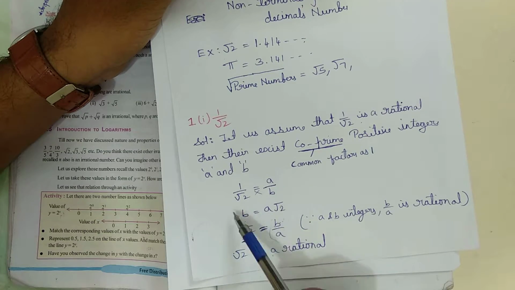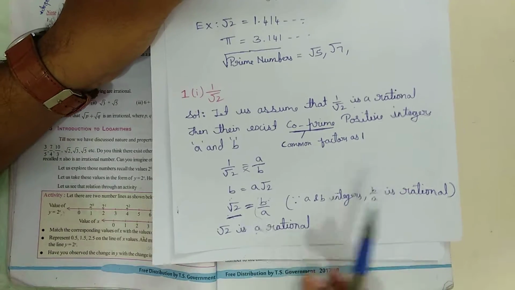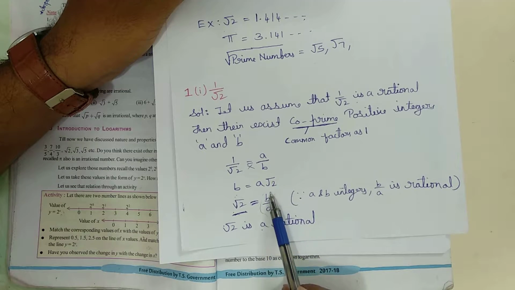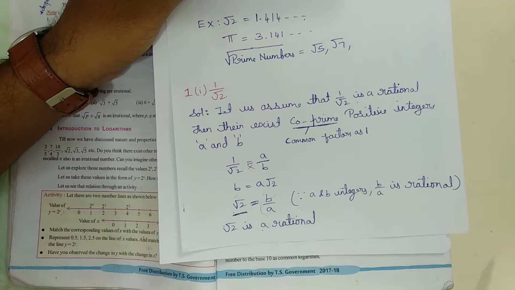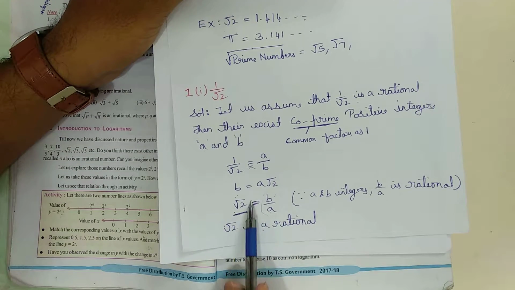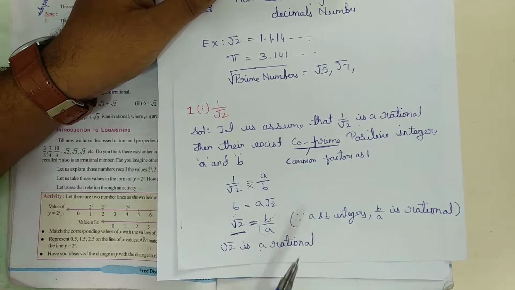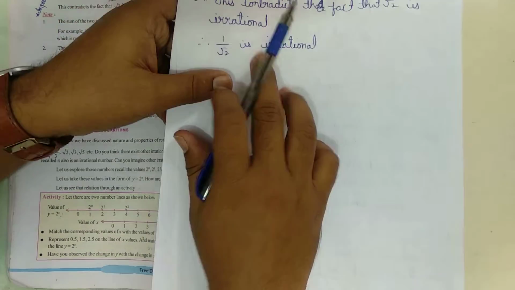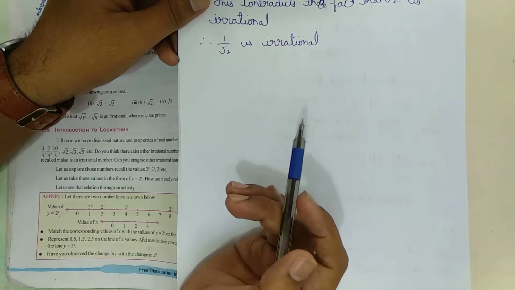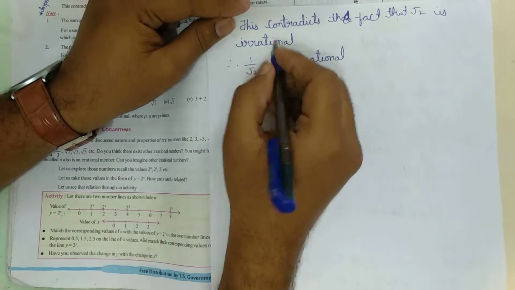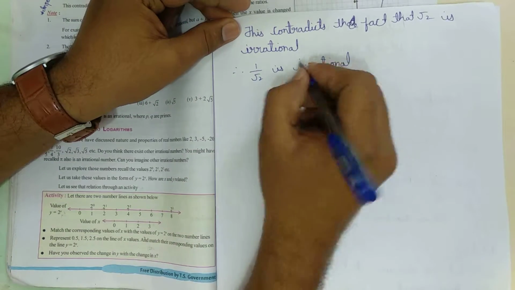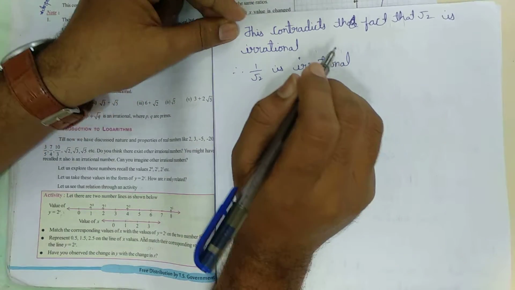We have taken that. We have done cross multiplication. So this is in the form of p by q. So this number will become a rational number when it is equal to root 2. Root 2 is also a rational number by our assumption. But in reality, root 2 is an irrational number. So what we have assumed is wrong. Therefore we can say 1 by root 2 is an irrational number.